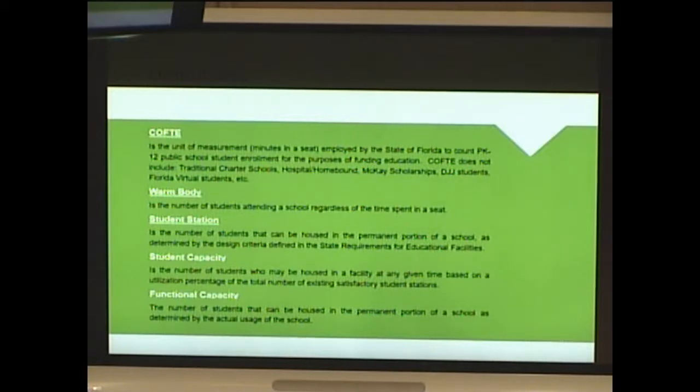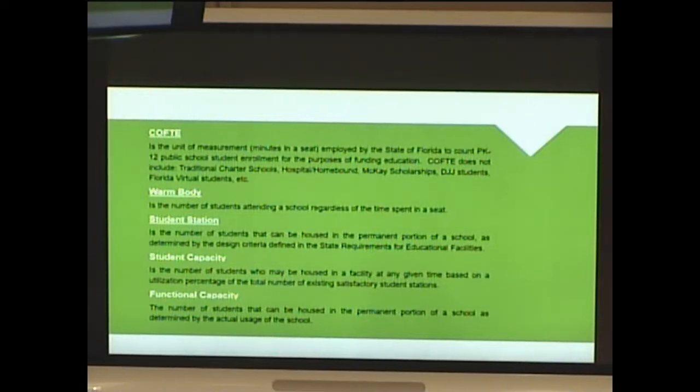We also have a student station. That's the number of seats a school is designed to accommodate. We have student capacity. The state will say if an elementary school is built at 948, they expect it to hold 948 students. At a middle school, they'll take 10% off, and at a high school, they'll take 5% off.